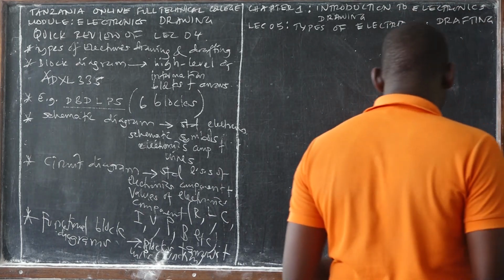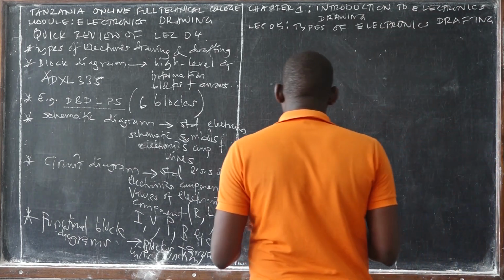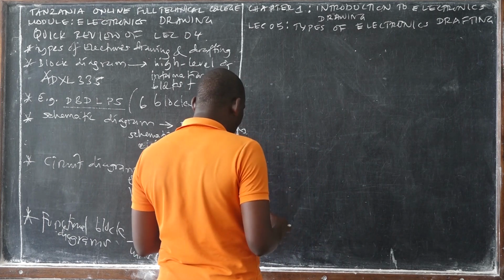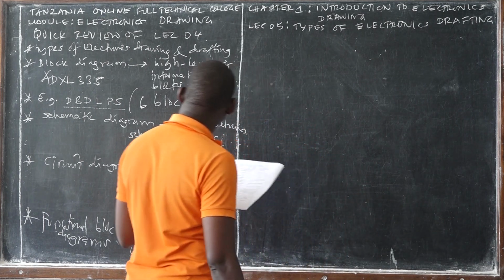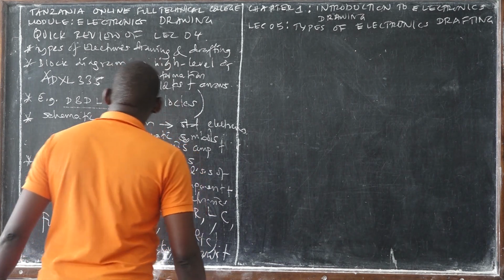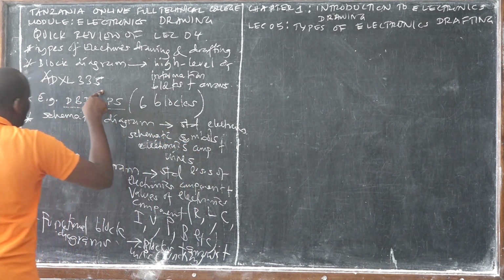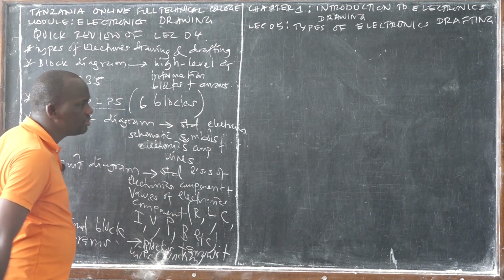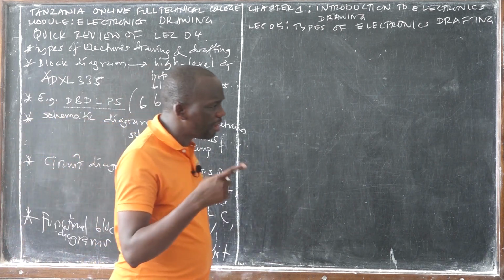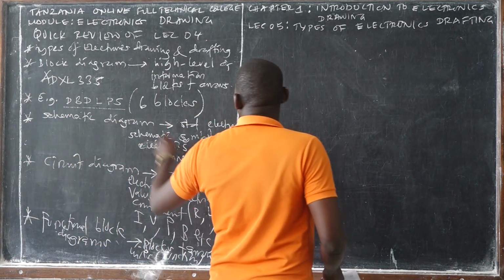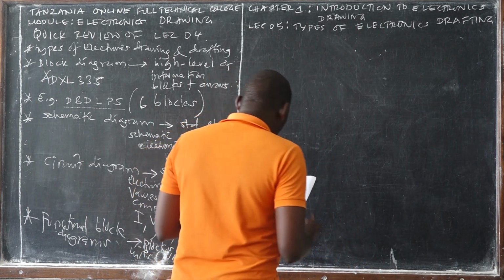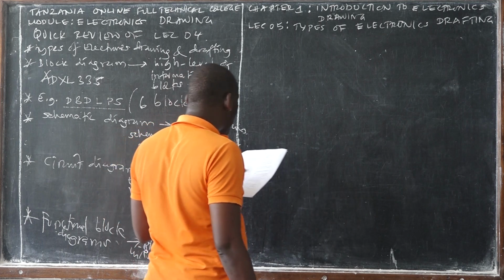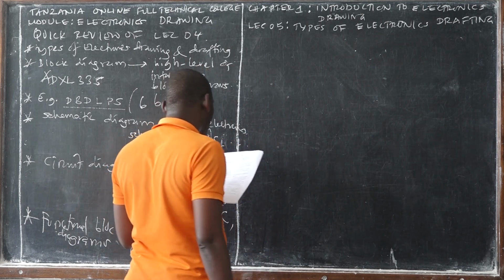So let us draw the functional block diagram of that ADXL335. 335 or 345? I'm not sure. Either 345 or 335, either a 3 or a 4, so I'll cross-check about that. So how do we draw these functional block diagrams? It's completely different from the block diagram.